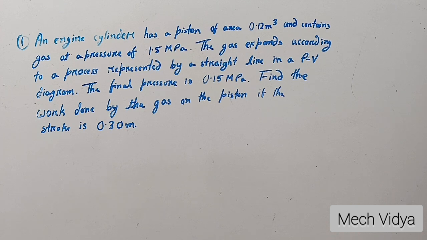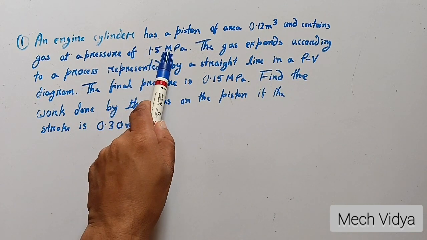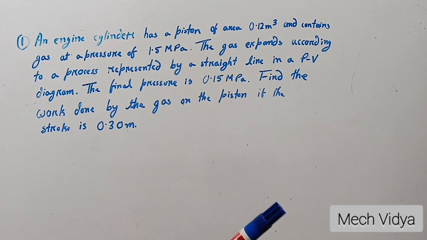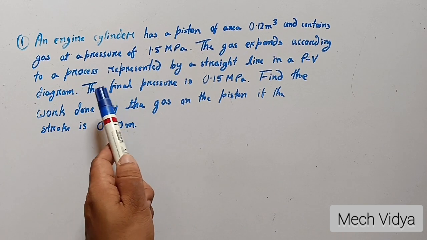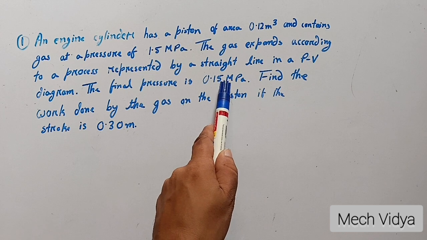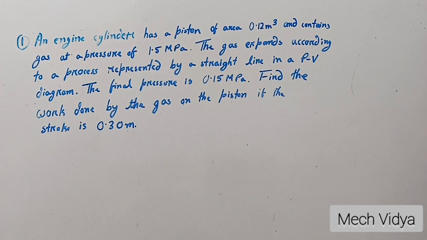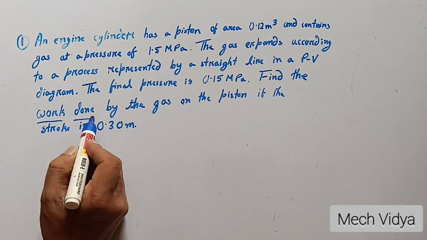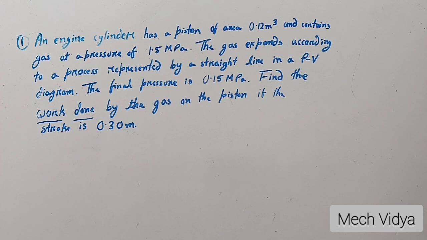So the first numerical is: an engine cylinder has a piston area of 0.1 meter square and it contains a gas at a pressure of 1.5 megapascal. Now the gas expands and the final pressure is 0.15 megapascal. So we have to find out the work done by the gas on the piston. Okay, so let us solve it, and the stroke length is given as 0.30 mm.